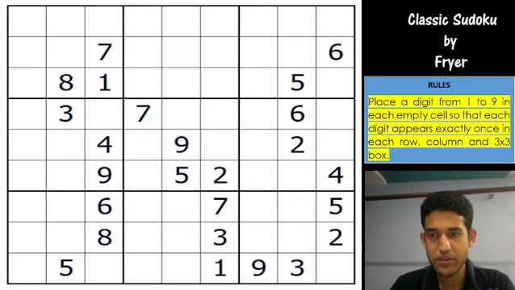The rules of the Sudoku are simple, normal, classic rules. Each row, column and 3 by 3 box will have digits from 1 to 9 without any repetitions.